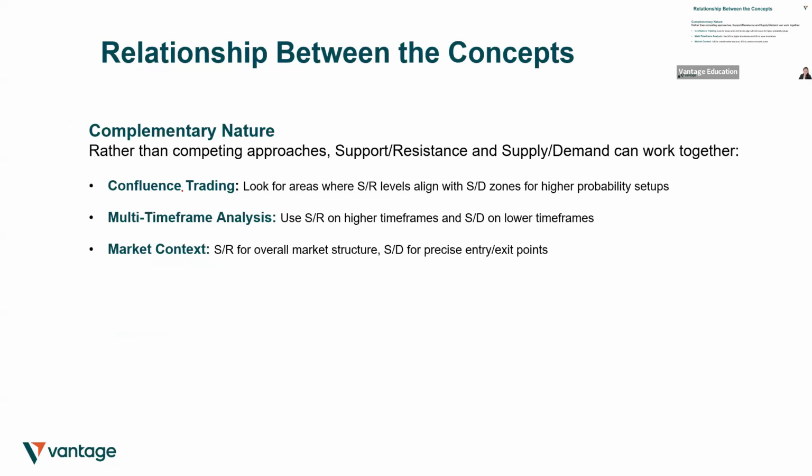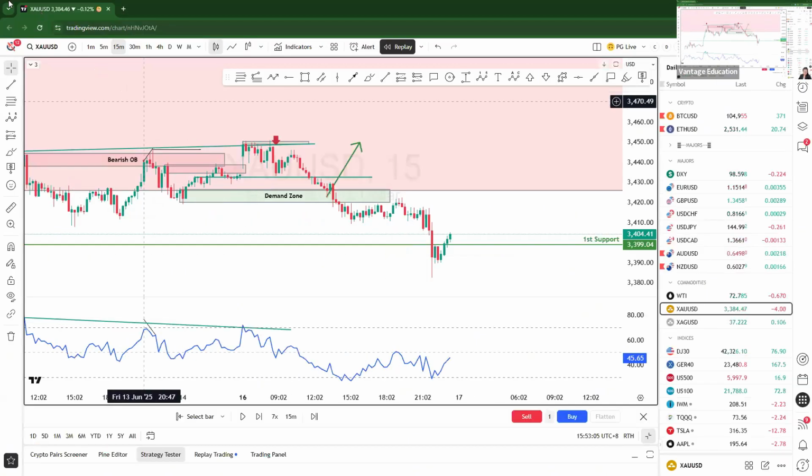Now the next one, the relationship between the concepts. If you want to trade with supply and demand, support and resistance, actually they can complement each other. Rather than competing approaches, support, resistance, supply, and demand can work together. Basically, you find confident trading. Look for the area where support and resistance levels align with supply and demand zones for a higher probability setup, which is here. Just now I showed you the example, right?